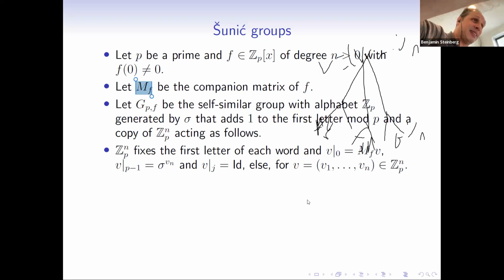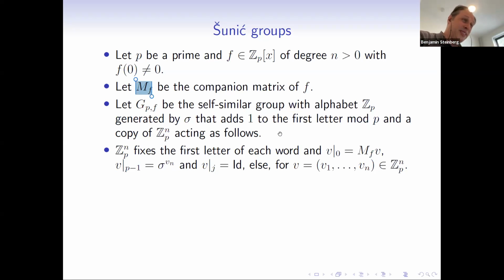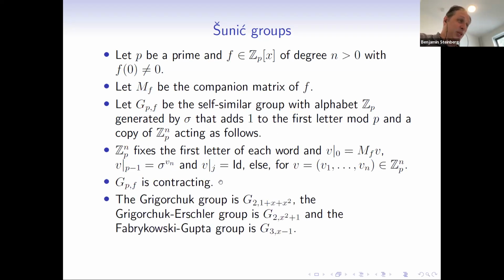Anyway, these are famous self-similar groups introduced by Šunić. These are contracting self-similar groups. So for instance, if you take the polynomial 1 plus x squared, you get the Grigorchuk group. And if you take x squared plus 1, you get a group called the Grigorchuk-Erschler group. And if you take your prime to be 3 and x minus 1, you get something called the Fabrykowski-Gupta group. So if you choose your favorite polynomial, you'll get a group named after something. So these are all famous groups, and Šunić constructed these as kind of the close cousins of the Grigorchuk group.